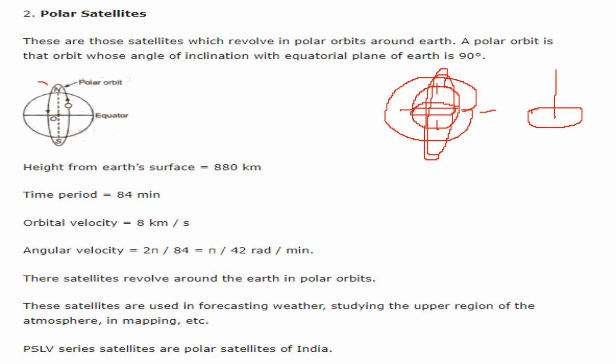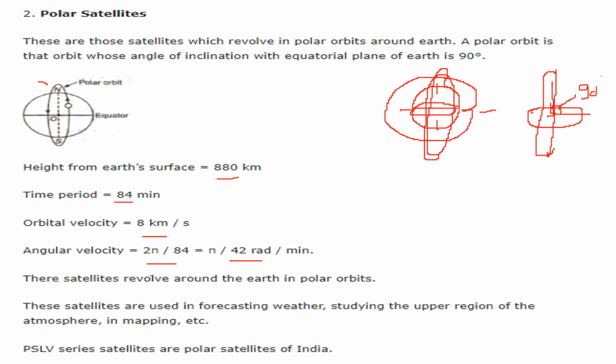Then this polar orbit will have an inclination of 90 degrees. The height from the Earth's surface in this case is say around 880 kilometers, time period is 84 minutes, orbital velocity in this case is 8 km per second, and this depends on the various satellite. Okay, this is not fixed. If you take some satellite, it may be different. The angular velocity becomes 2 pi by 84, which is this number. We have just converted it into the radian.